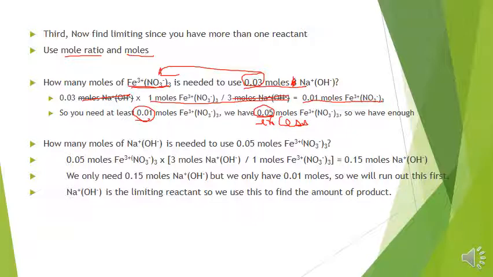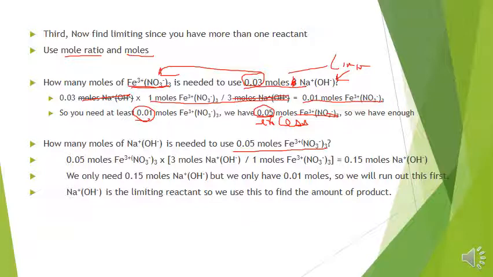So you really don't need to go to the next step, right? Because we know we have more than enough of the iron nitrate to use up all of the sodium hydroxide. So this is going to be our limiting, okay? But let's do the reverse and figure out.